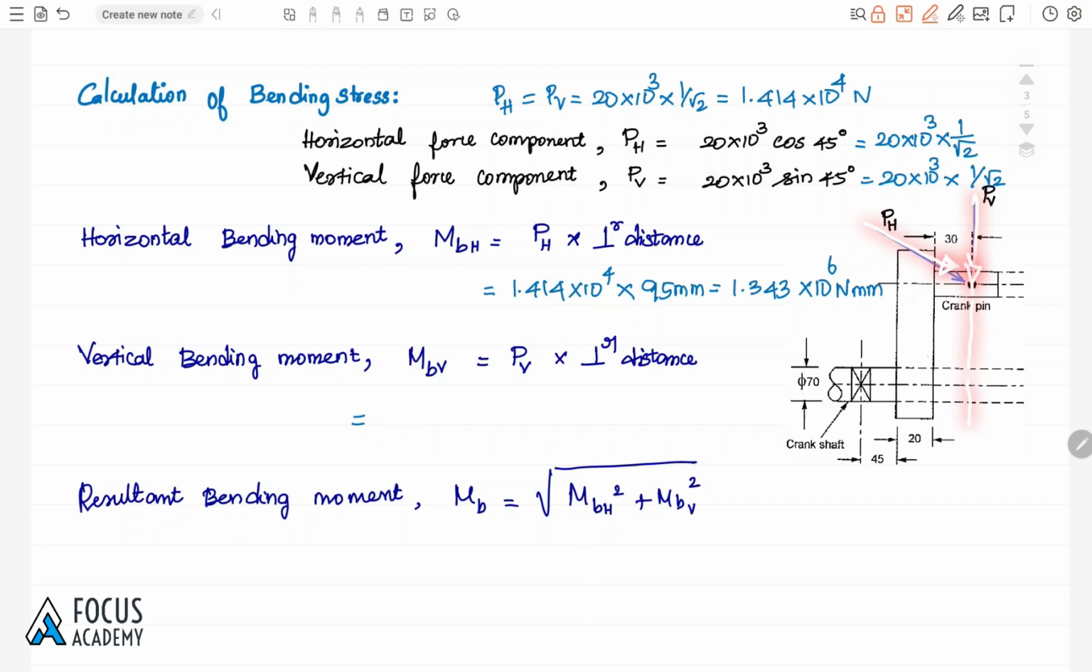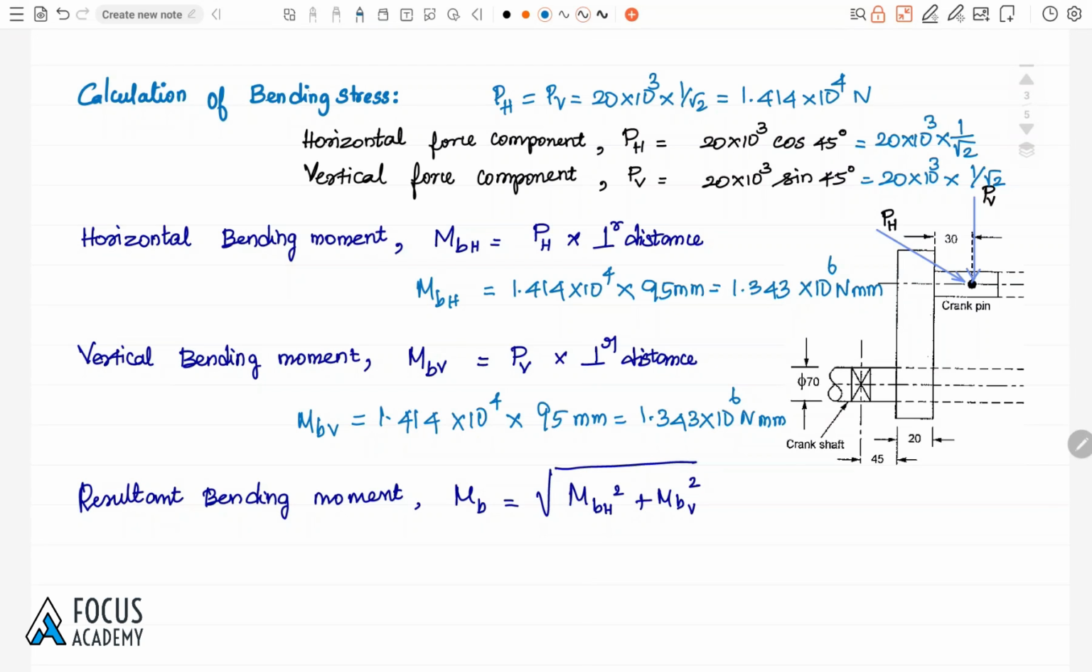For vertical loading also the perpendicular distance will be the same. That is 45, 20 and 30, 95 mm. So for the vertical bending moment, the value is 1.414 into 10 power 4, that is the vertical load value, into the same distance, 95 mm. So the bending moment will be 1.343 into 10 power 6 Newton millimeter. So after calculating the horizontal bending moment and the vertical bending moment, we have to calculate the equivalent bending moment to calculate the bending stress value.